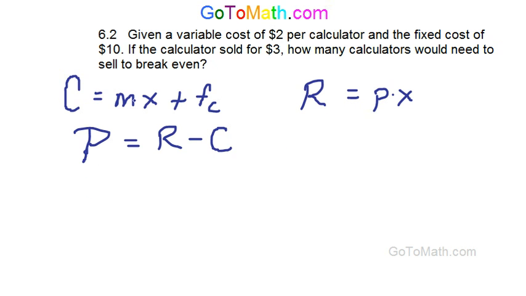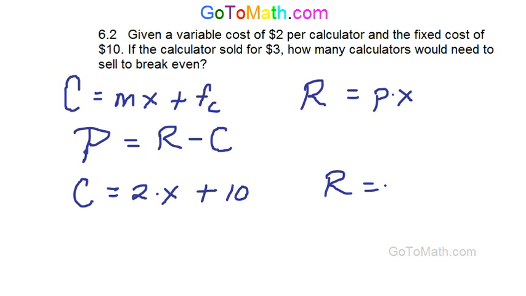Alright, so what are we doing here? Let's plug everything in. Given a variable cost of $2, so remember this is the variable cost, $2, and a fixed cost of $10. We'll put that right there.